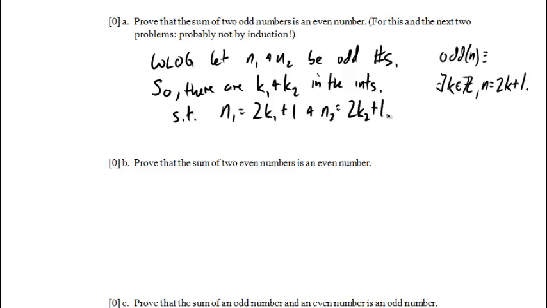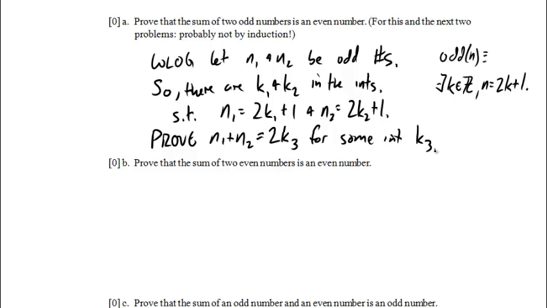And I want to prove now that their sum is an even number. So I want to prove n1 plus n2 is equal to, well, what's an even number? An even number is one where there is some integer such that the number is equal to 2 times that integer. So it's really equal to 2k3 for some integer k3. So how do I prove that? Well, the usual way. This is an equality, so I'm going to start on one side and I'm going to work to the other side.